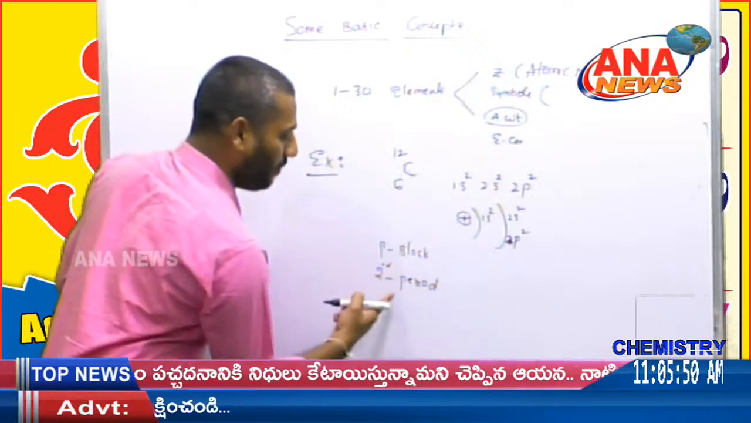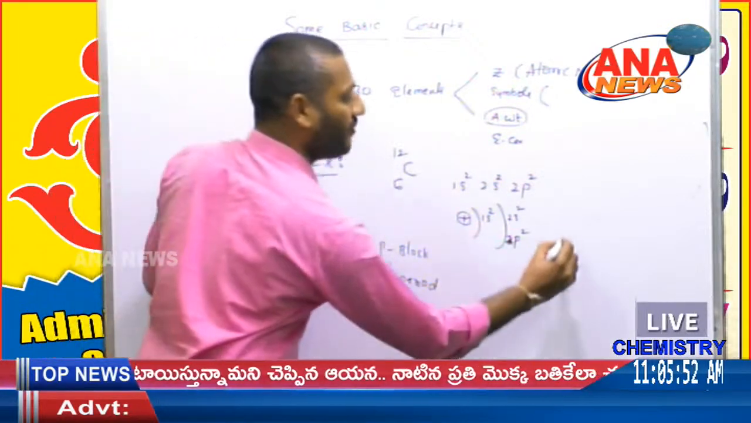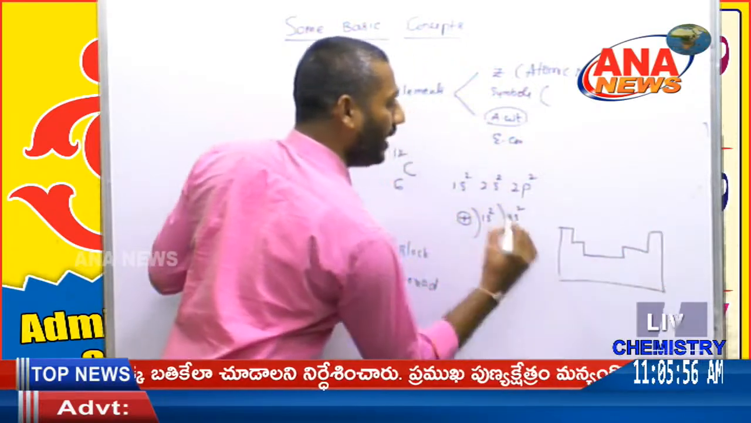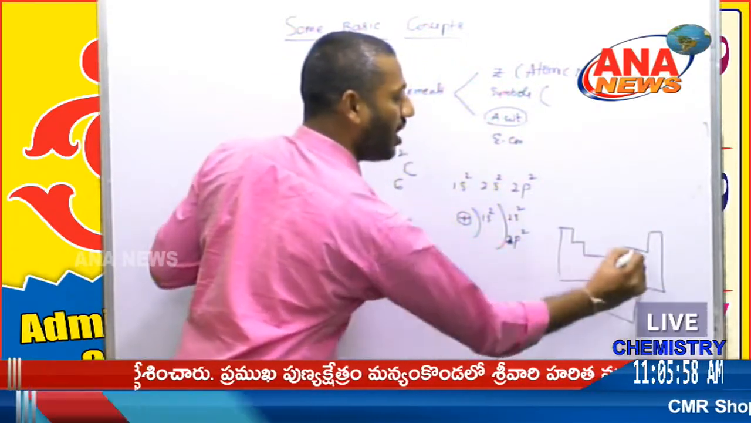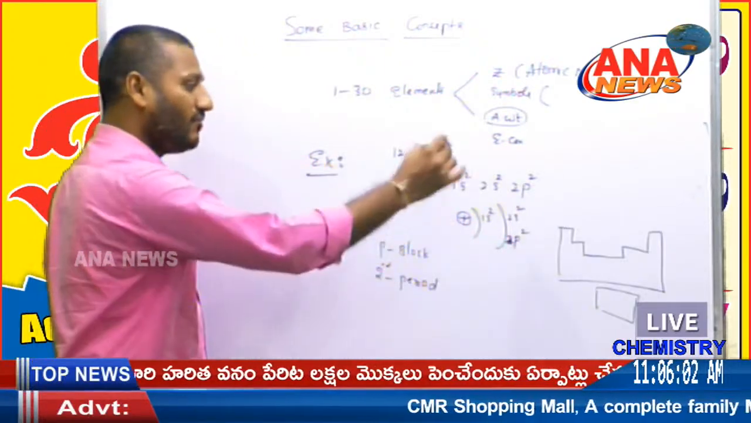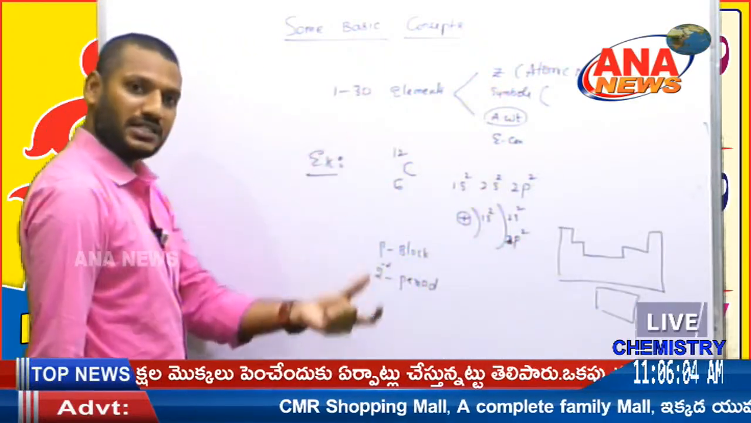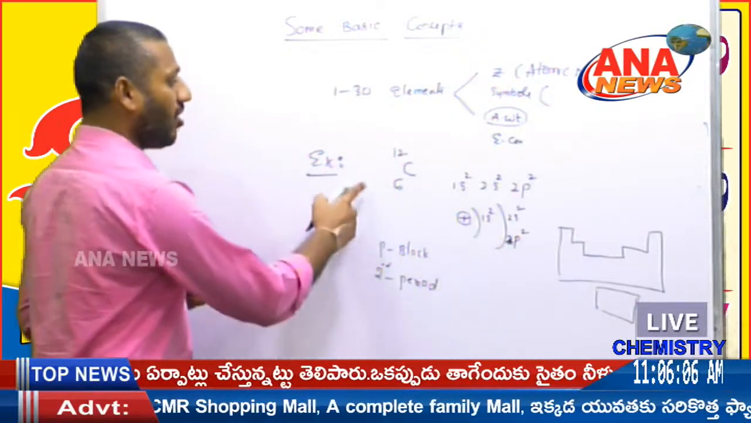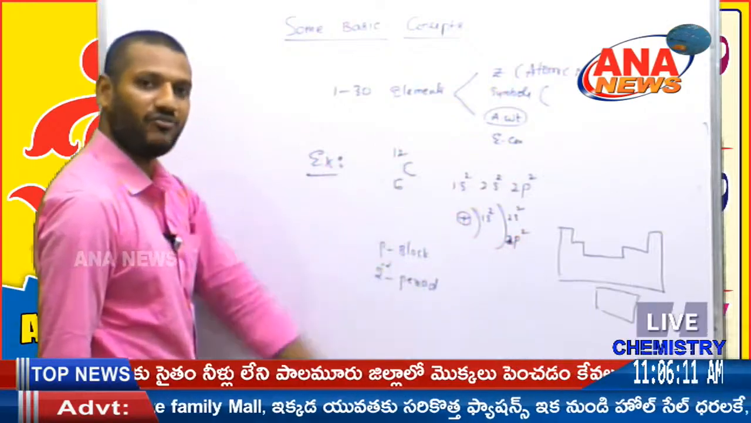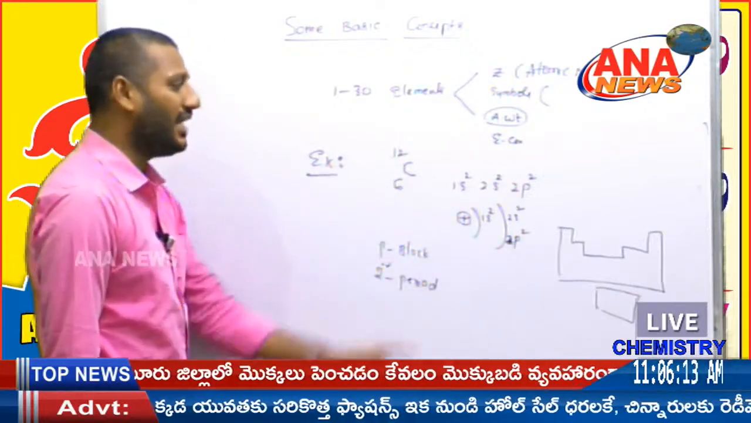So basically we already know the period number, because in our periodic table the horizontal lines are periods and the vertical lines are groups. There are 7 periods and 18 groups. Which group carbon is in, we don't know, but by using the electronic configuration we can easily find the group number.